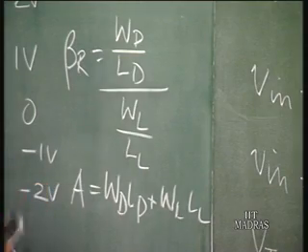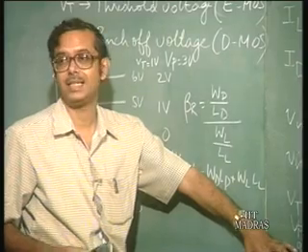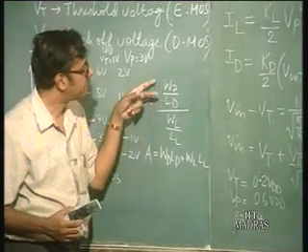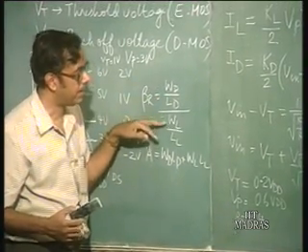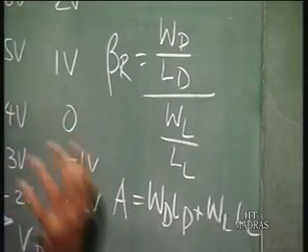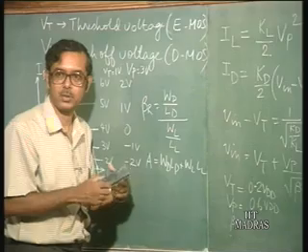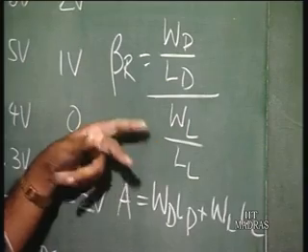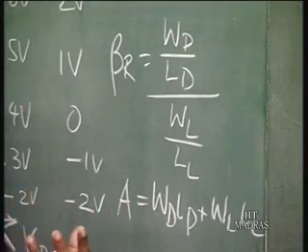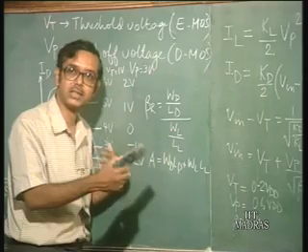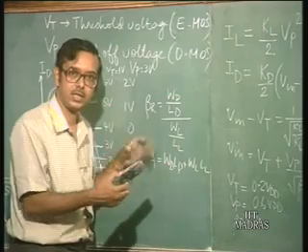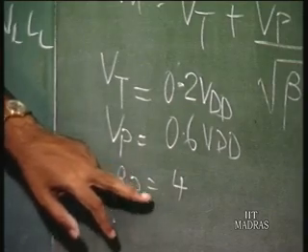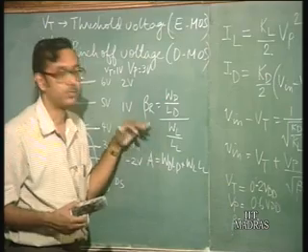If you have beta R equal to 16, then if KD is 4 and KL is 1/4, it gives minimum area. You could have had KD 8 and KL half, which would also give 16, but that requires much larger area. So if you have beta R as 4, 2 and half will give the minimum area.